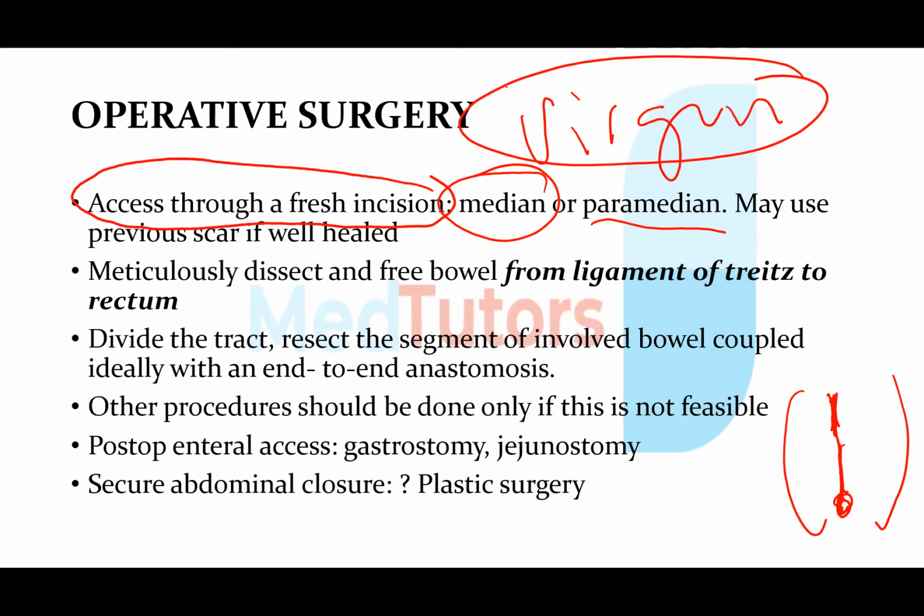Why do you have to do that? To define the anatomy. You want to define the anatomy of the intestine as well as the segment that is involved. You cannot just start surgery. You just open the abdomen and you don't know what you are doing. No, you must define the anatomy. Anytime you are operating on a patient, you must define it. You don't just operate blindly. So you have to mobilize from the ligament of Treitz down to the rectum, okay? Define the anatomy of the bowel properly. So you define the tract and the segment that is involved.